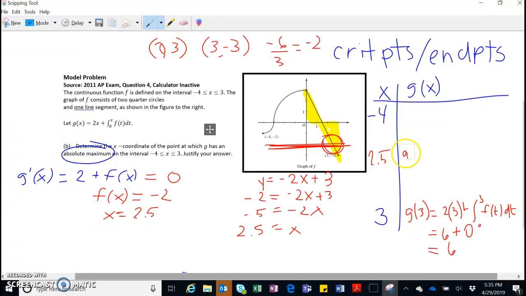I'll try 2.5 now, so g of 2.5 will equal 2 times 2.5 plus the integral from 0 to 2.5 of f of t. So 2 times 2.5, that's 5. And this time the area from 0 to 2.5 looks to be, let's see, the positive triangle minus that negative triangle. So I'm going to pause real quick to do some calculations. I'm going to come back to you in a minute with that cumulative area.